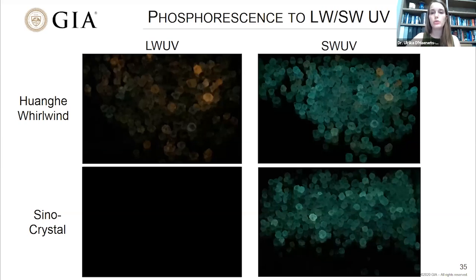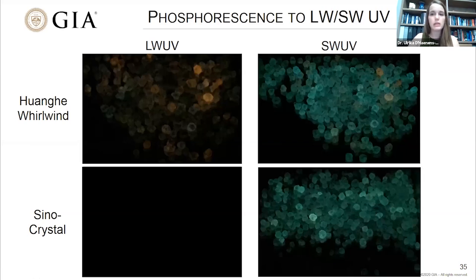So one of the ways that people have tried to flag diamonds that might be potentially HPHT synthetic is by illuminating them with UV light and looking for a phosphorescence response. Very rare for natural diamonds, extremely common for HPHT synthetic diamonds. So here we have the phosphorescence responses to long wave and short wave UV for two different Chinese producers. You can see that the short wave UV gives you a much stronger response, but occasionally you can also see something with the long wave UV.